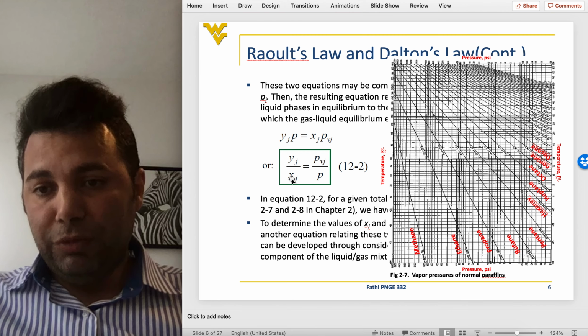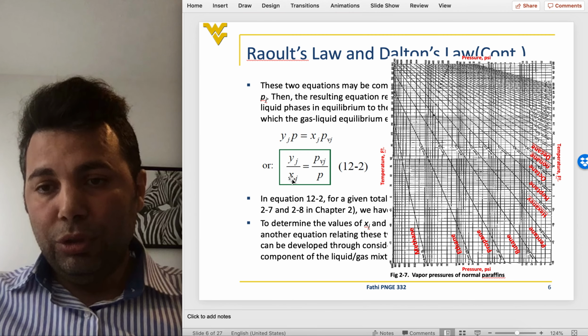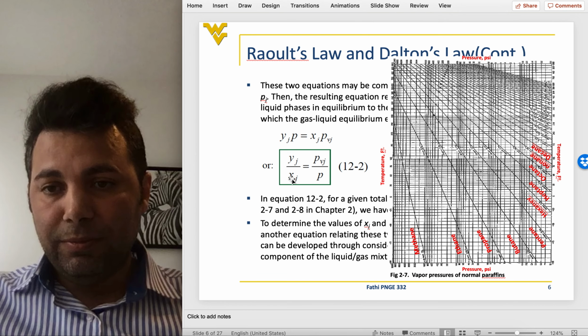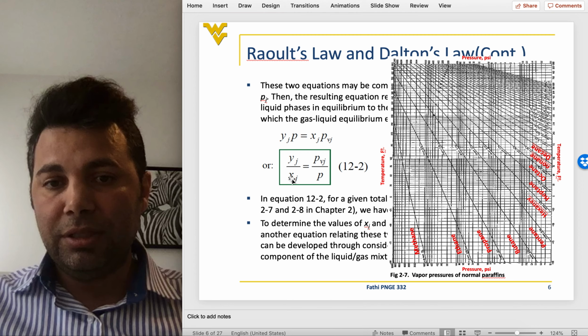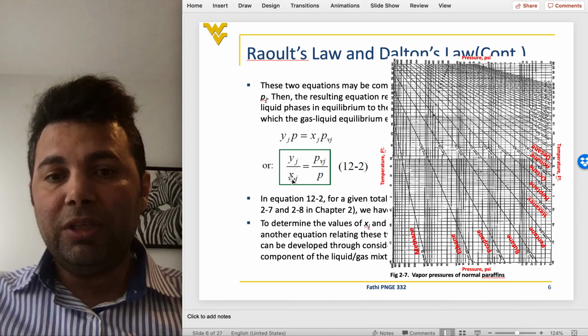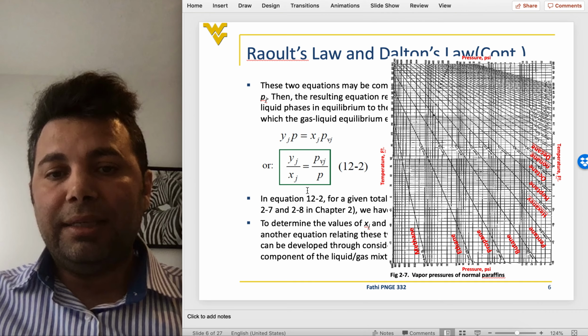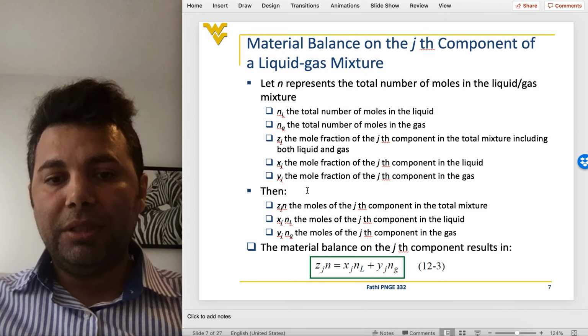The total pressure we know, the temperature we know. So since we know the temperature, I can go to the Cox chart and read all the vapor pressures, PVJs. But to solve this problem, I need one more equation. And the second equation is simply coming from the material balance.